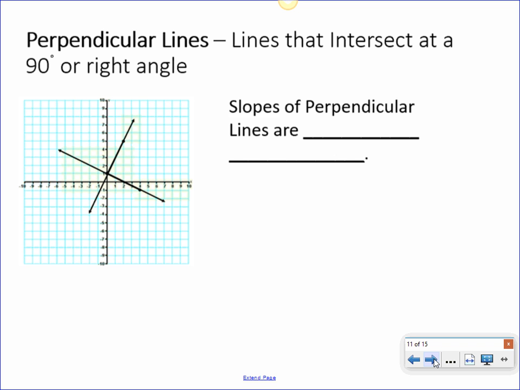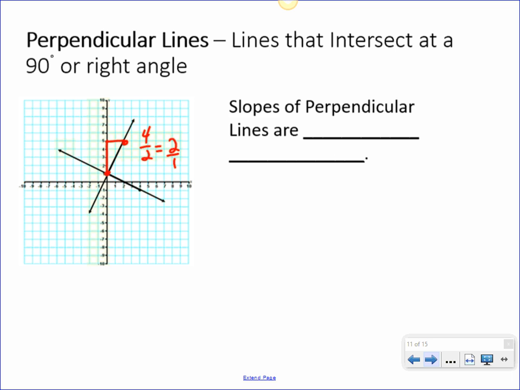Perpendicular lines are lines that intersect at a 90-degree angle, or what we call a right angle. So if I were to look at these 2 lines, and again we're going to focus on slope. If I looked at these 2 points and I did rise over run here, we would see that we go up 4 and over 2, which means our slope is 2, or 2 over 1.